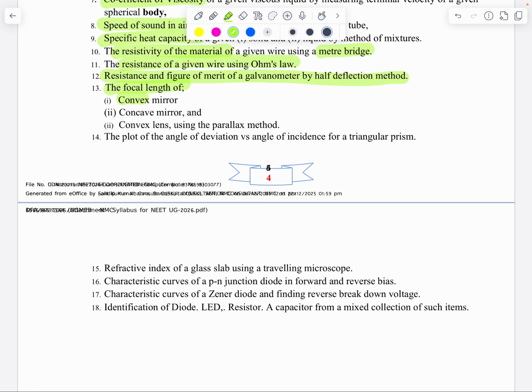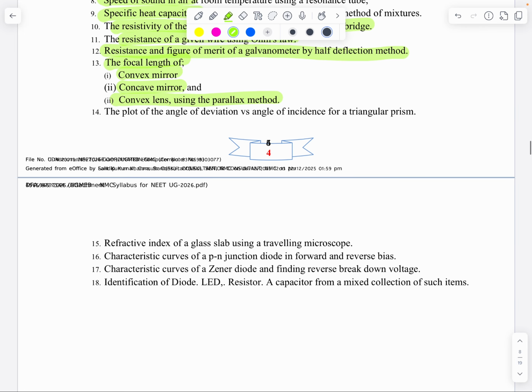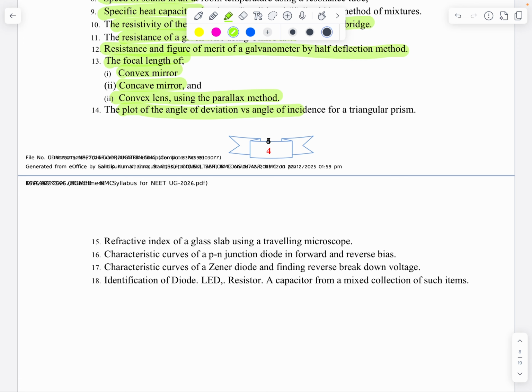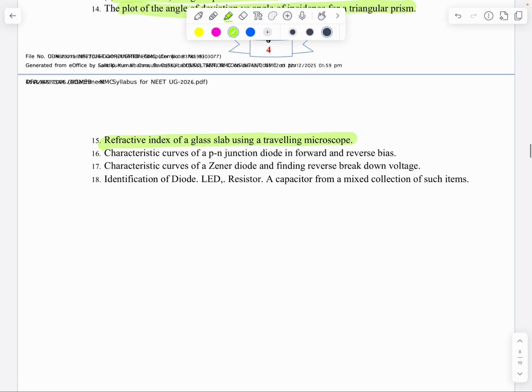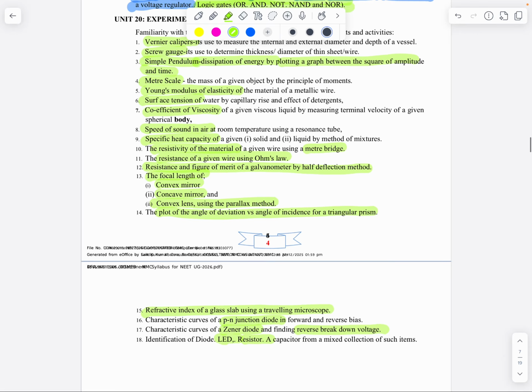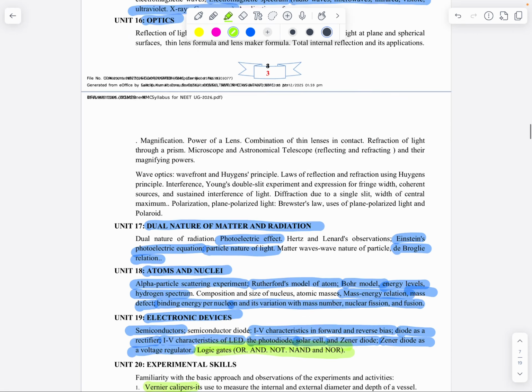The focal length of convex mirror, concave mirror, convex lens using the parallax method, the plot of the angle of deviation versus angle of incidence for a triangular prism, refractive index of glass slab using a traveling microscope, the characteristic curves of PN junction diode in forward and reverse bias, Zener diode, finding reverse breakdown voltage, LED resistor. All these are the topics which we can study along with the main chapters.